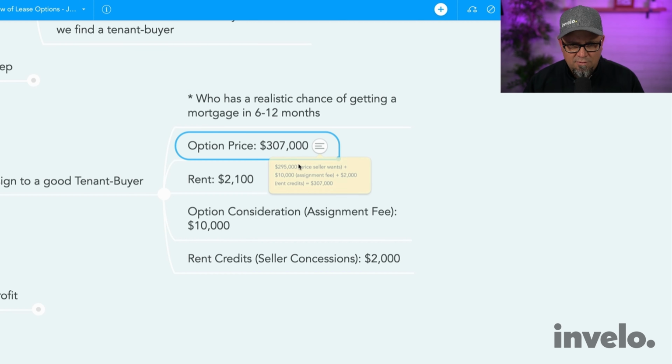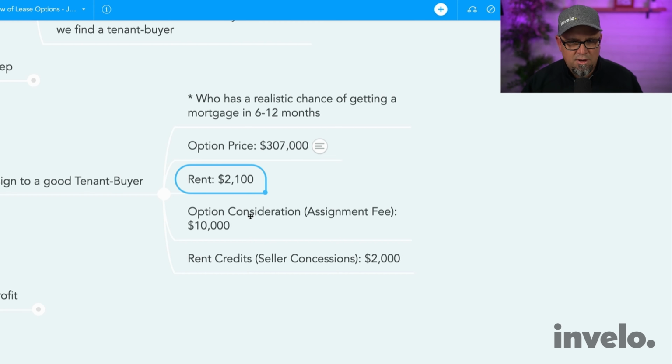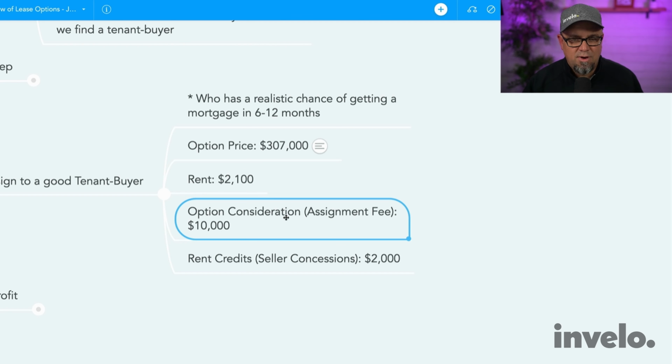How did we get that number? And it's hard to see here. The price that we offered the seller was $295,000, and we added $10,000 for our assignment fee, and we added $2,000 for rent credit. So that's how we got the $307,000. So just pause the video there if you wanted to see how we got that number. And so we're going to rent it for $2,100. We're going to get an option deposit of $10,000, and that's going to be our assignment fee. That is money that we keep in Hip Pocket National Bank.